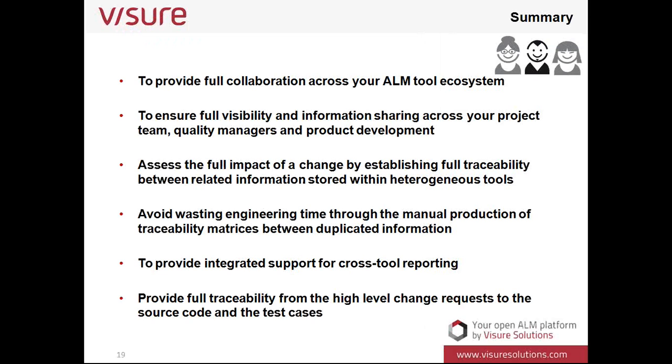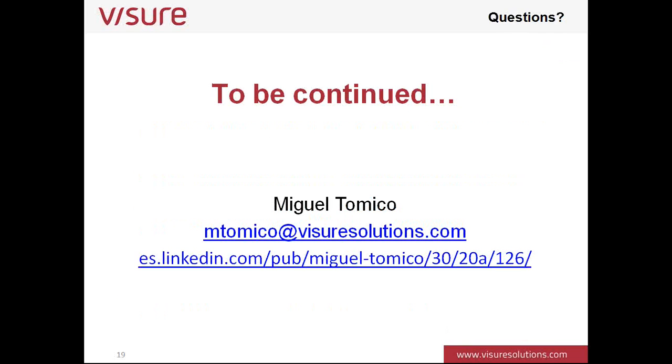Let me summarize a bit what we have seen today. Open ALM by Visure can help us provide real collaboration, ensuring full visibility and information sharing, as we have seen with the full traceability analysis. So we can really assess the impact of a change, and we can eliminate the silos of information between all departments. Using this platform, we will save time by automating repetitive tasks and improve quality by providing full traceability from the high-level change request to the source code and the test cases.